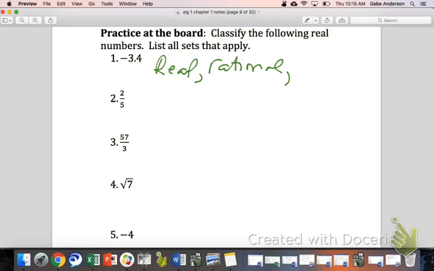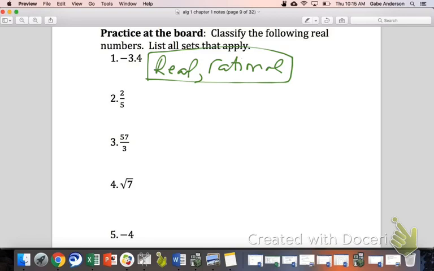And then the next level down would be integers. And I know that this is not an integer because it has a decimal in it. And so I would stop right there and say it is real and it is rational. And that's it. Okay, so that's kind of what I'm looking for on these.